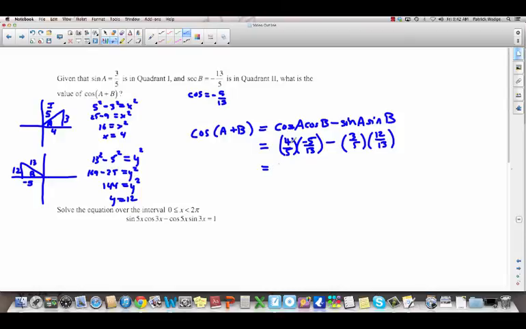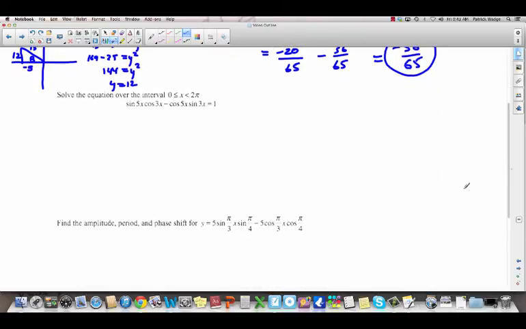Now we're ready to multiply. 4 times negative 5 is negative 20. 5 times 13 is 65. Take away, 3 times 12 is 36, 5 times 13 is 65. We already have our common denominators. Negative 20 take away 36 is negative 56. Common denominator stays the same. Negative 56 over 65 is our answer.